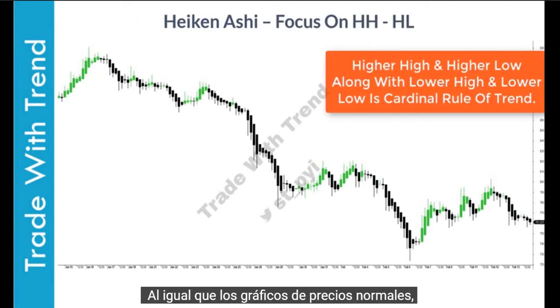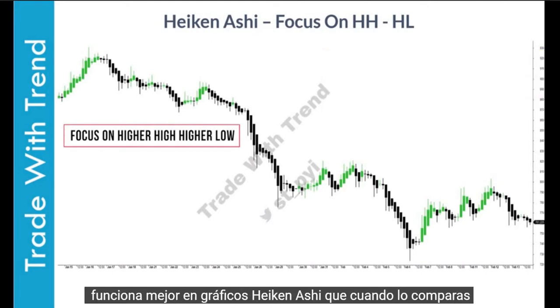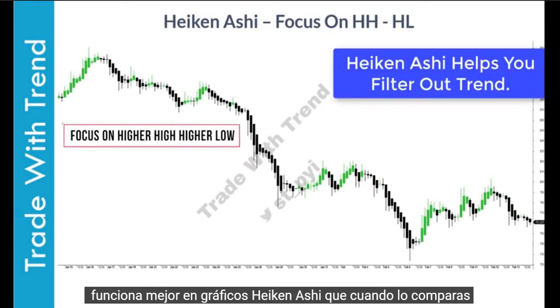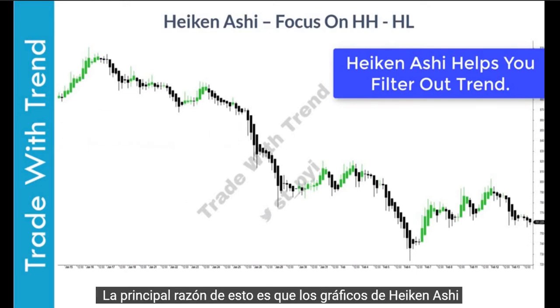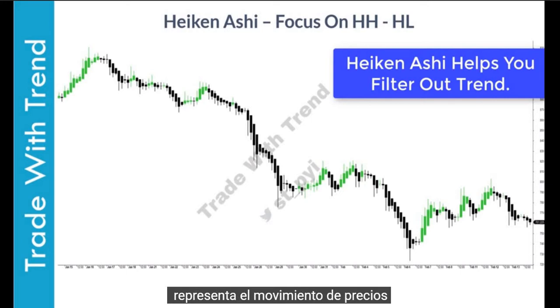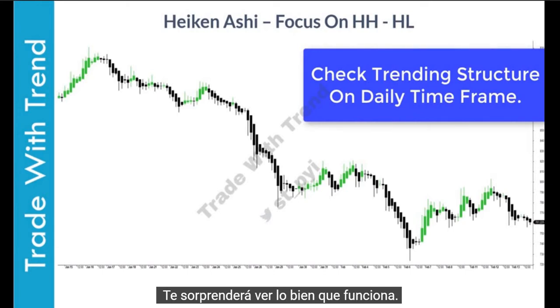Now, just as in normal price charts, the structure of higher high and higher low along with lower high and lower low works very well with Heikin Ashi charts. In my opinion, this trending structure works better in Heikin Ashi charts than when you compare it with normal candlestick charts or bar charts. The main reason for this is that a Heikin Ashi chart represents price movement without much random noise on the chart. After we discuss time frames, pull up your Heikin Ashi charts and check for this trending structure. You'll be amazed to see how well this works.